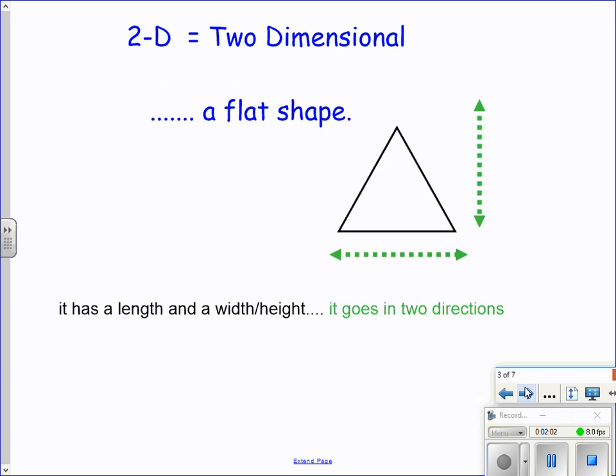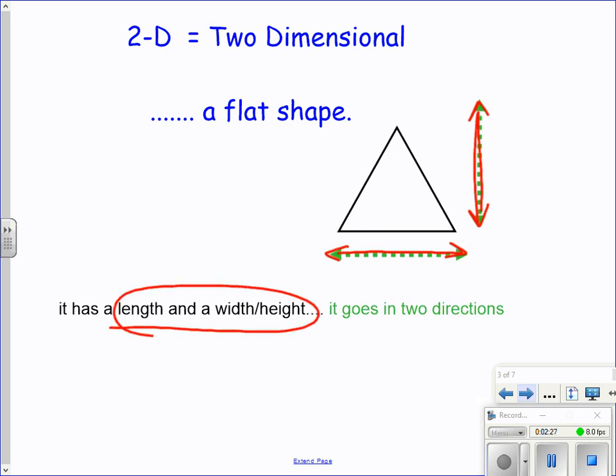Second thing we should know is two-dimensional shapes. A two-dimensional shape is a shape that goes across and up and down. So this one goes across. Triangle goes up and across that way, and it also goes up and down. So it is a two-dimensional shape. It has a length and a width.